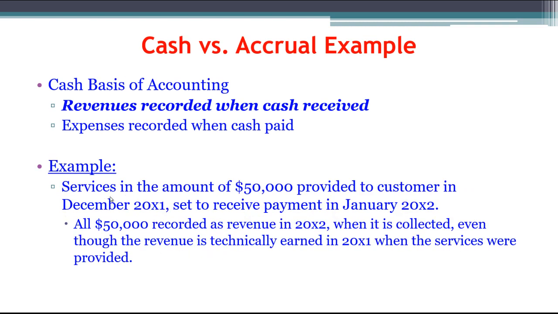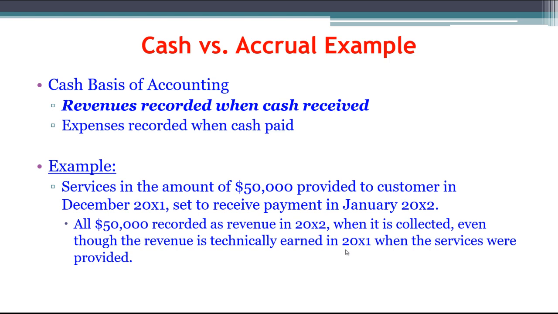Now let's take another example. We have services in the amount of $50,000 provided to customers in year 1, but we're not going to receive payment until year 2. Under the cash basis of accounting, all $50,000 would be recorded as revenue when collected in year 2, even though we actually earned the revenue in year 1 when we provided the services.